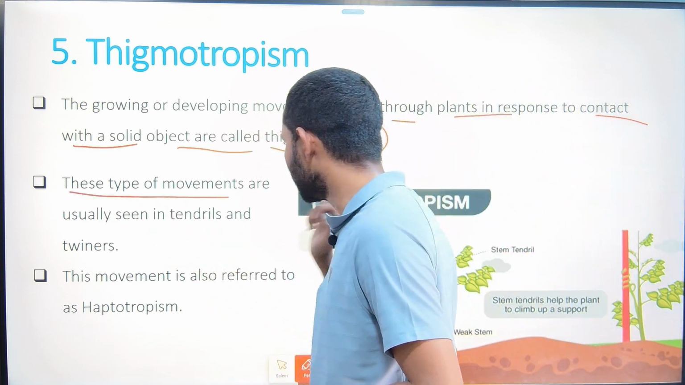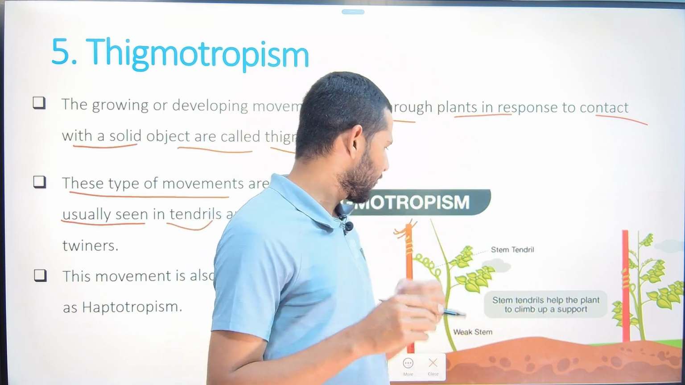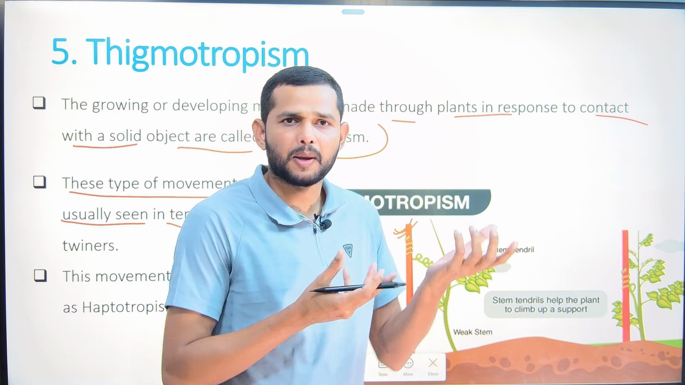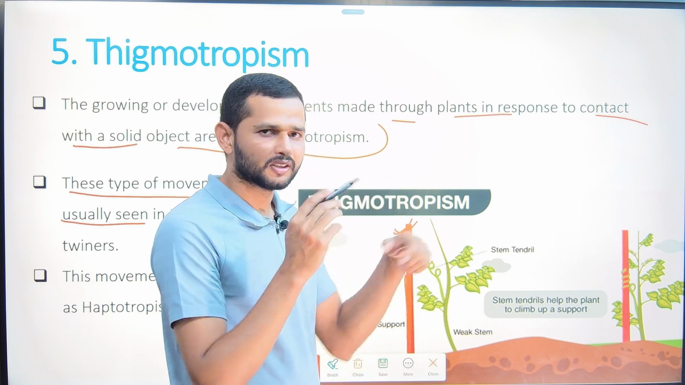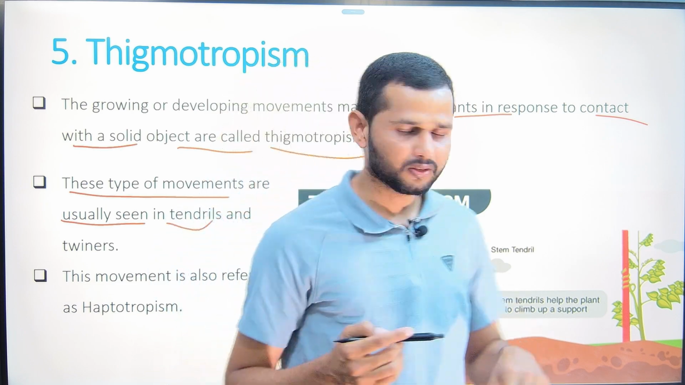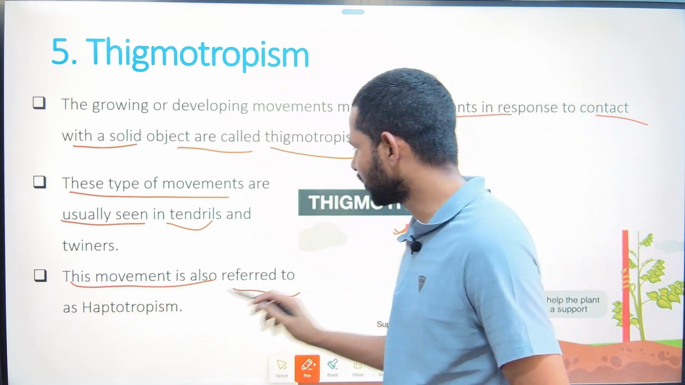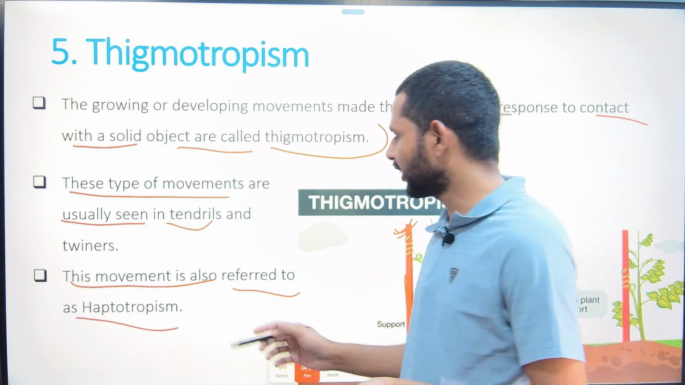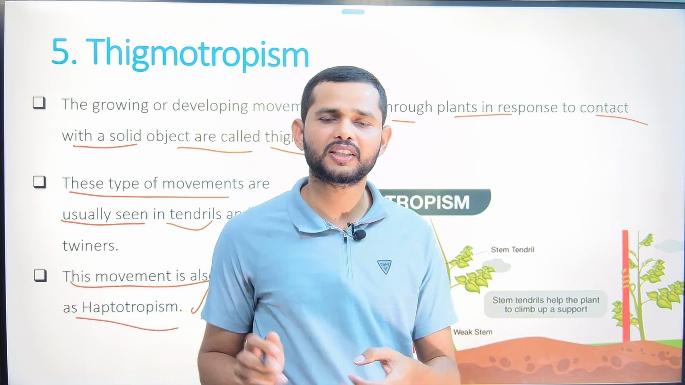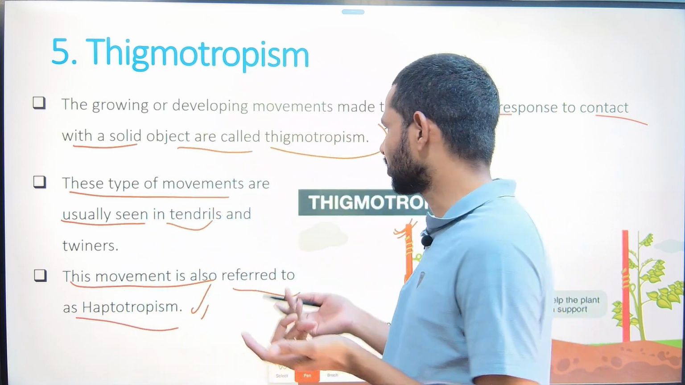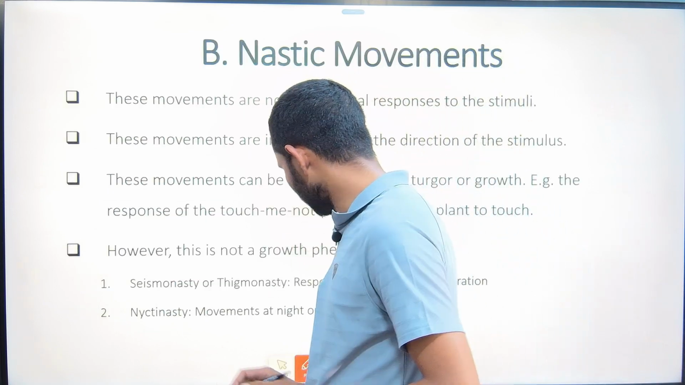These types of movements are usually seen in tendrils. What are tendrils? They are parts of plants which grow to seek support. Where is support? We provide support, and the plant will go and the tendrils will take support from that stimulus. This movement is also referred to as haptotropism. We can also call it haptotropism. It is a very important chapter for examination purposes. You will get lots of short questions from this chapter. So now we come to the second part.